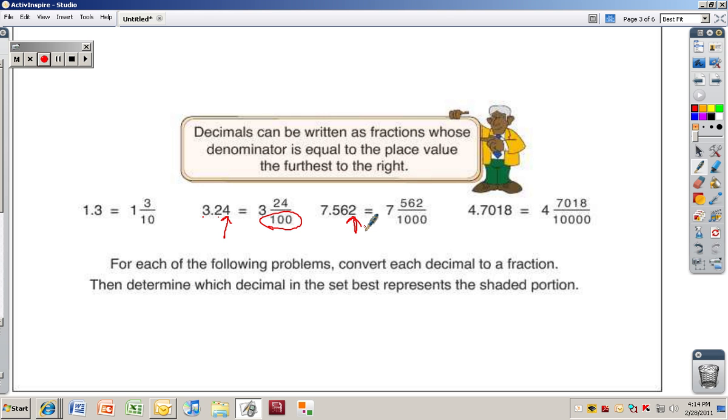The furthest place to the right there is the thousandths place. So 1,000 becomes the denominator, 562 thousandths. That's the 10,000th place as the very farthest place to the right. So 10,000 is your denominator on that fraction right there. For each of the following problems, convert each decimal to a fraction, then determine which decimal in the set best represents the shaded portion.